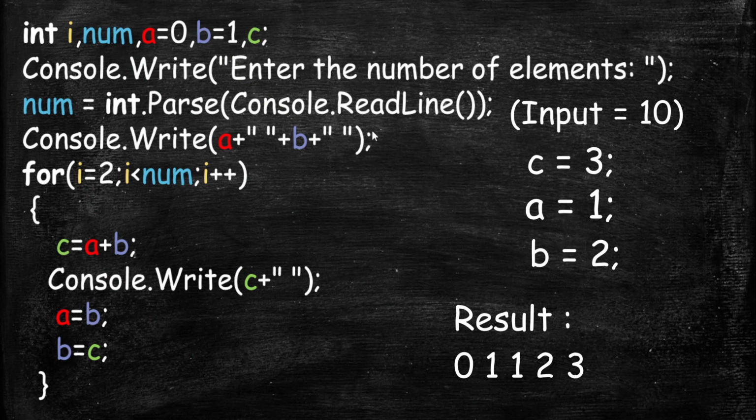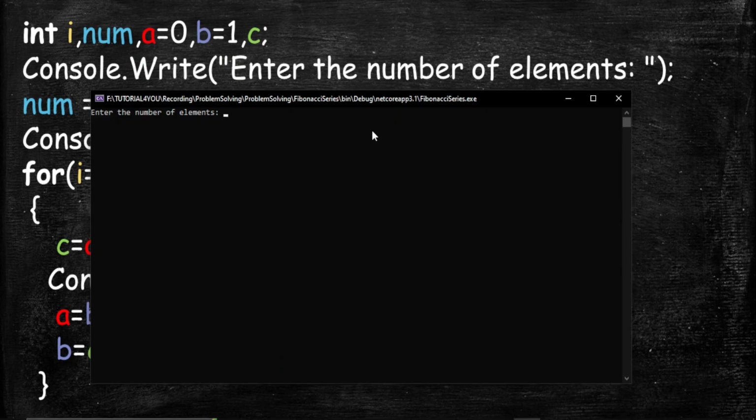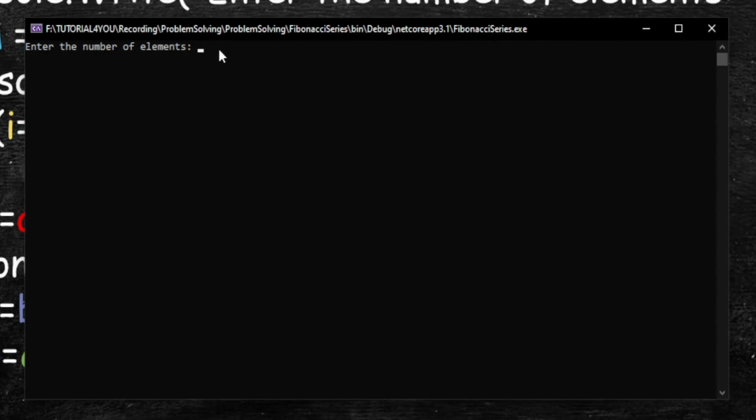So let's run the program one more time. Enter the number of elements, we enter 15. That means our loop will run 13 times and we will already be printing 0 and 1 before. So that makes it 15. So here it is, the Fibonacci series.